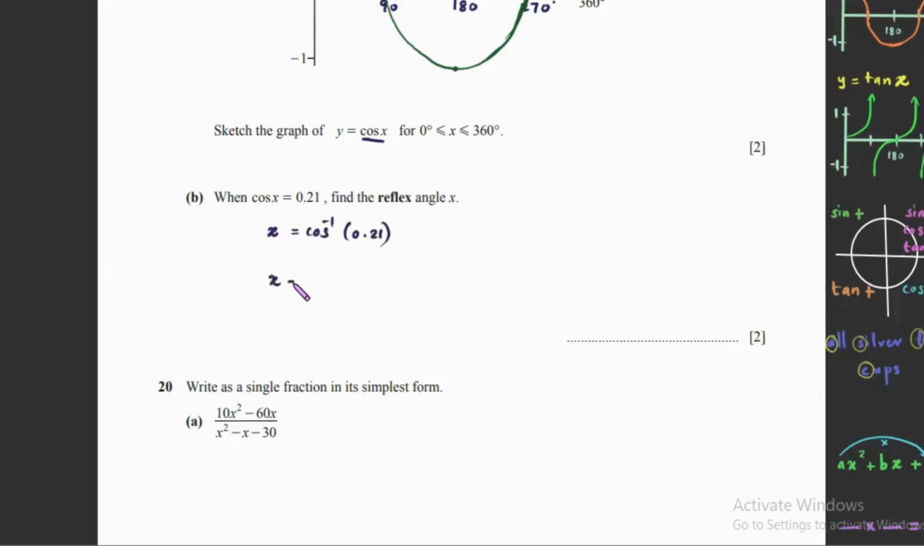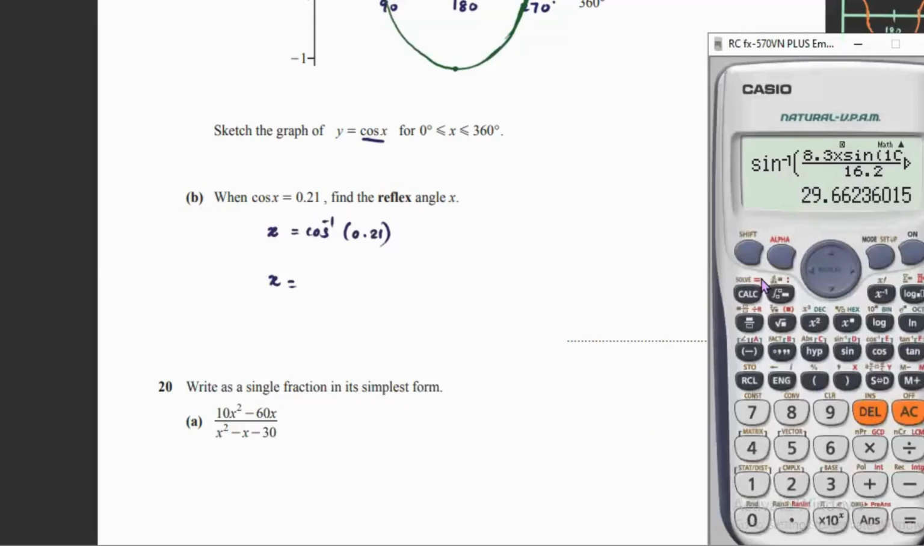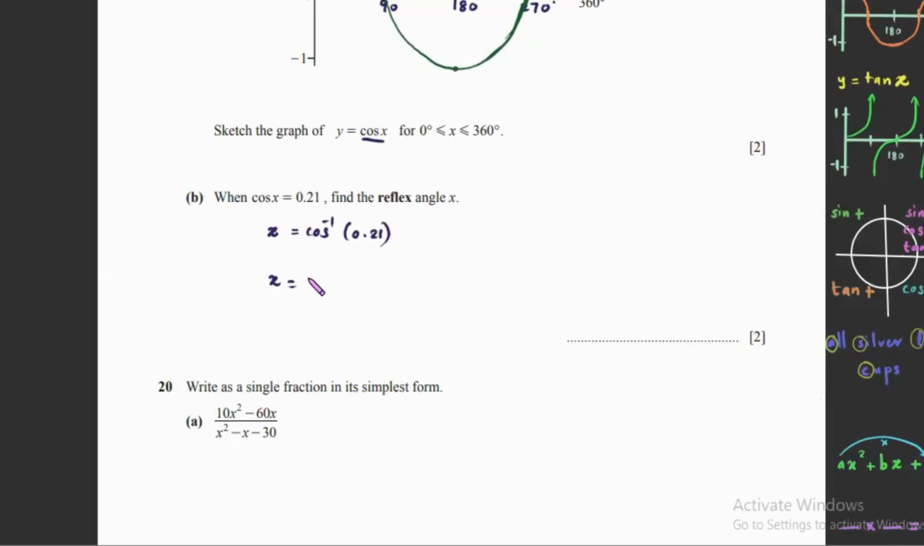So I'm going to do the inverse of cos 0.21. When I do this, I get the value of the angle as 77.877. So I can round it to 2 decimal places and write it as 77.88 degrees. So 77.88 degrees is an acute angle because it's not a reflex angle. A reflex angle should be an angle that is within the range 180 to 360 degrees, which means for me to find its reflex angle, I need to make use of unit circles.